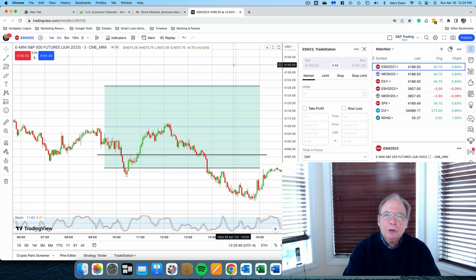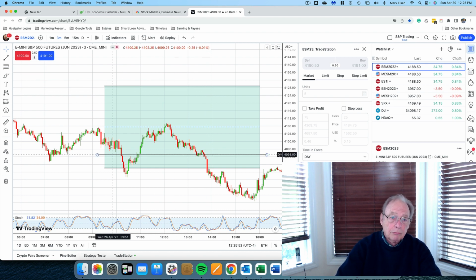As a trader, you want to be able to have the edge so that you can stay in the game and be profitable for the long term. Now, you're looking at my chart. This is the E-mini chart of April 26th, and the market opened right about over here. And I just want to explain what you're looking at on my chart.